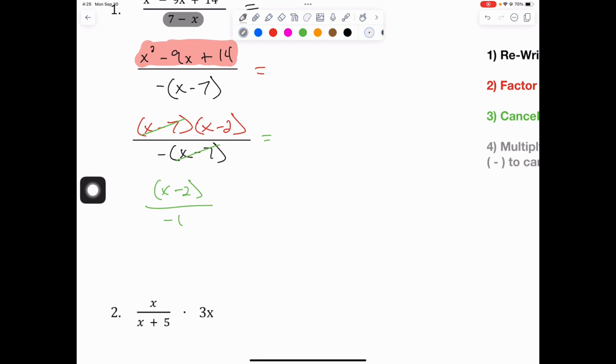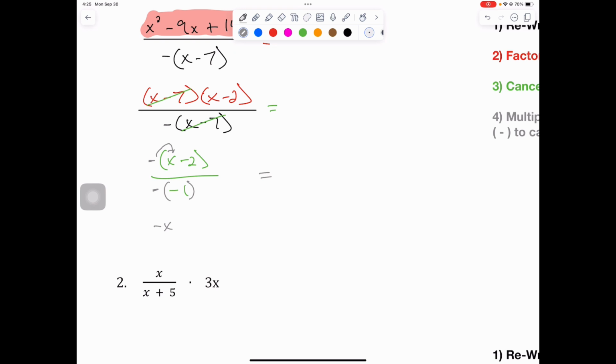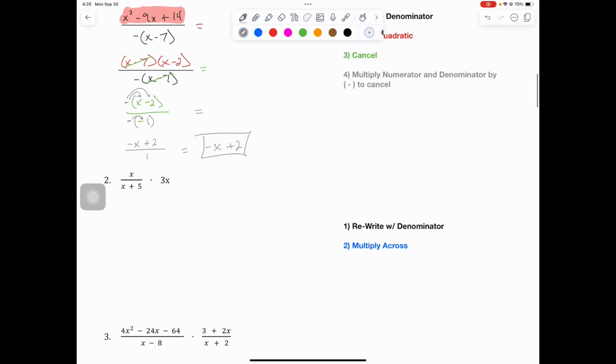So what we'll do is we're going to take this, we're going to multiply it by a negative, but what we do to the denominator, we will also do to the numerator here. All right, this is going to give us, well, negative times x gives us negative x, and then negative 1 times negative 2 gives us a positive 2, and then we will set that over, well, a negative times a negative 1 gives us a positive 1, which is actually equal to negative x plus 2. Go ahead and box your answer. Move forward to number 2.